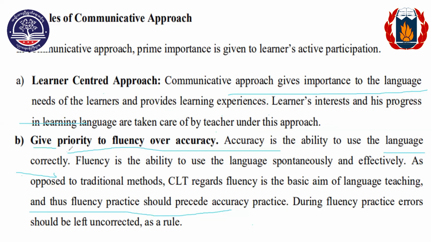And the other thing is to give fluency over accuracy. That's why the priority is to get fluent skill, to get fluency over accuracy. Accuracy refers to using the language right, exactly or accurately. Fluency means to use the language spontaneously and effectively.